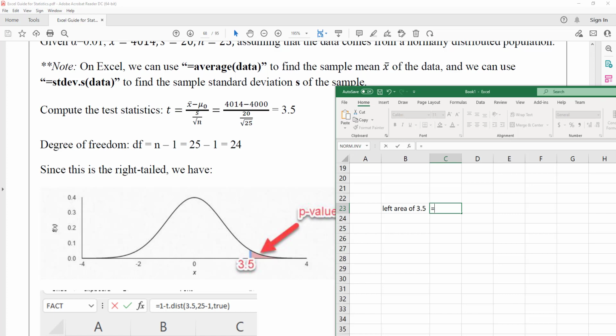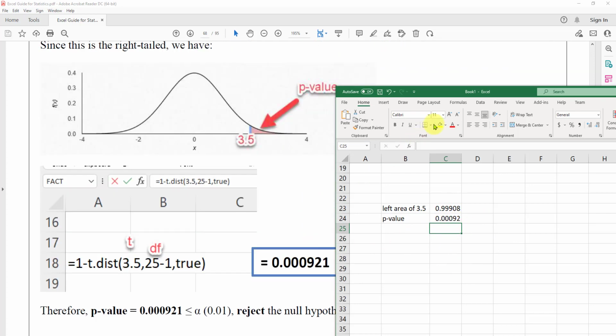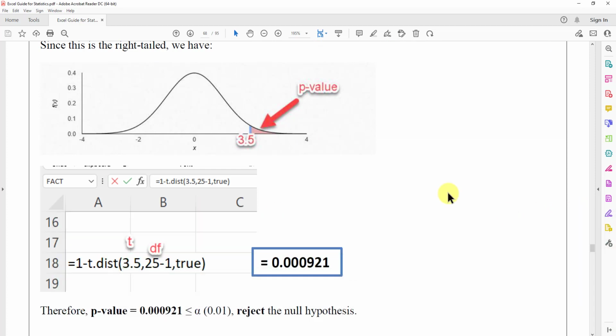This is a t-distribution because we don't know the population standard deviation, so it's going to be T.DIST. The first argument is x. The x is 3.5 because I'm looking for the value at that point. The degrees of freedom: we have 25, so 25 minus 1 is 24. And for cumulative, I type true because I want the left area of 3.5. I hit enter. This is my left area of 3.5. My p-value is simply the area on the right side of 3.5, so I take 1, which is everything, minus the area on the left side. And it gives me 0.00092. That is my p-value, the area on the right side.